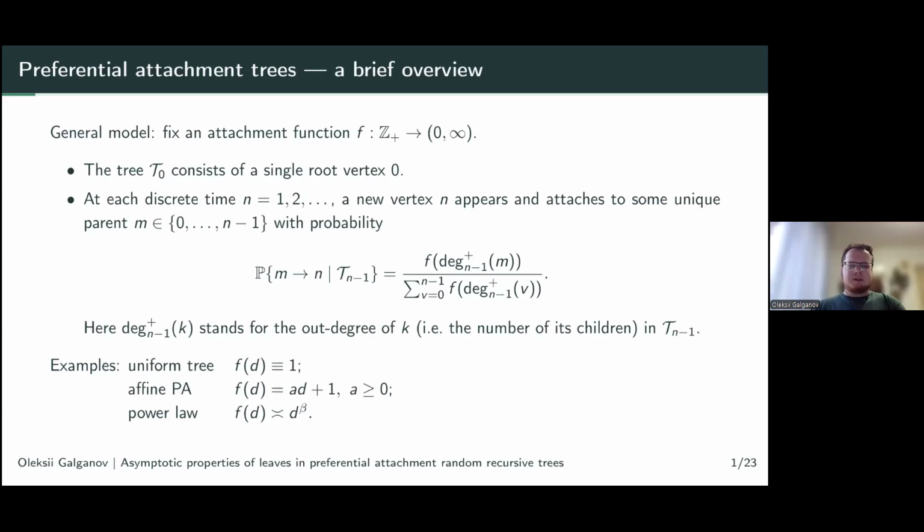The examples of these preferential attachment random recursive trees include uniform trees, when the attachment function is just a constant 1. It means that when a new vertex joins, it selects a parent uniformly. Another example is affine preferential attachment trees, when the probability depends on some constant plus the out-degree, the number of children. Another example is power law, when we raise the out-degree to some positive power.